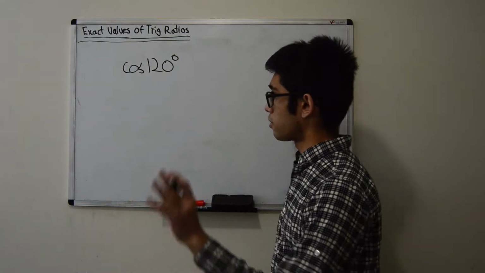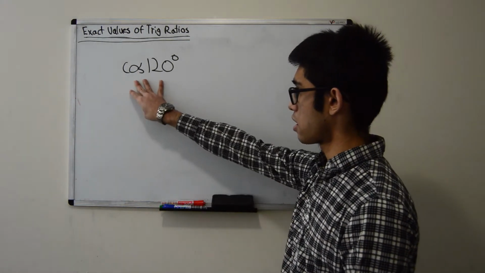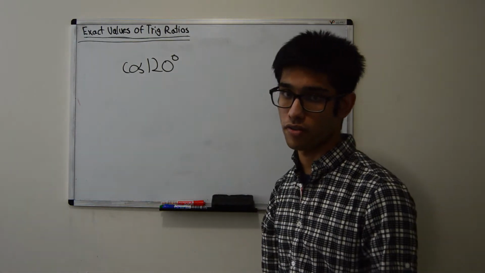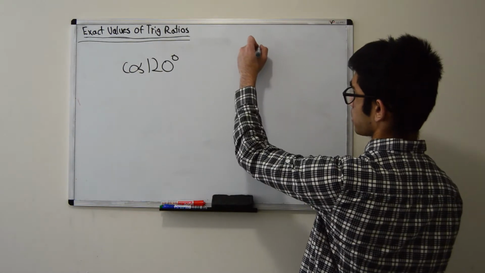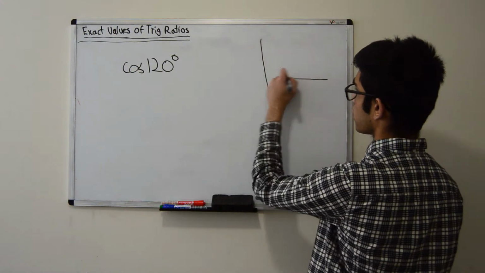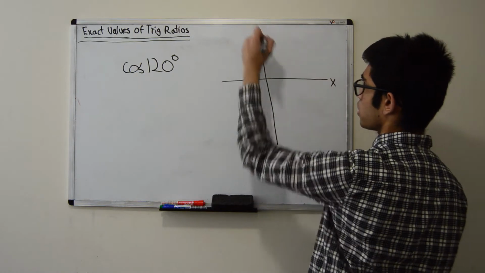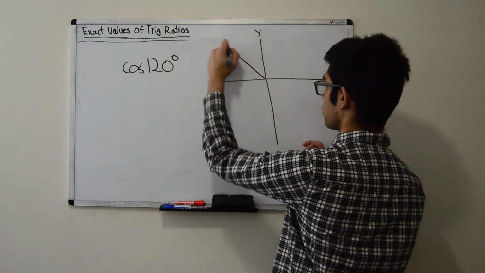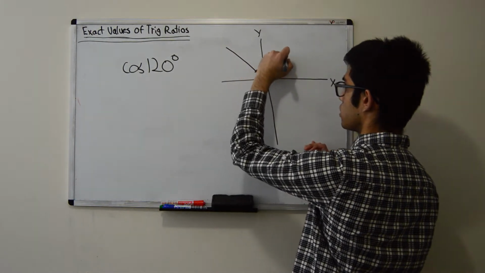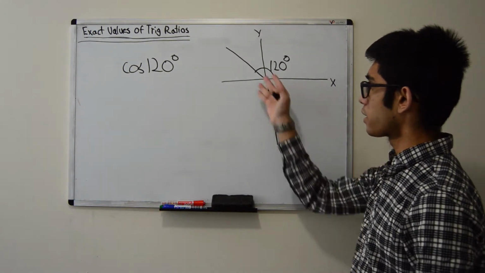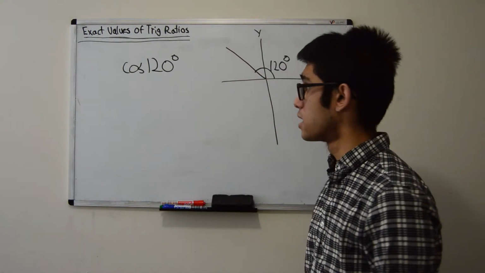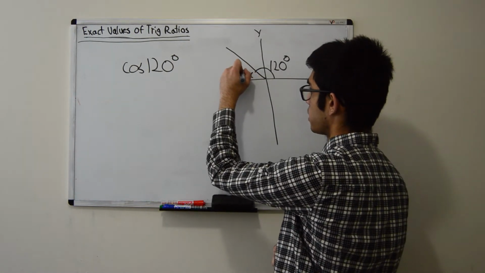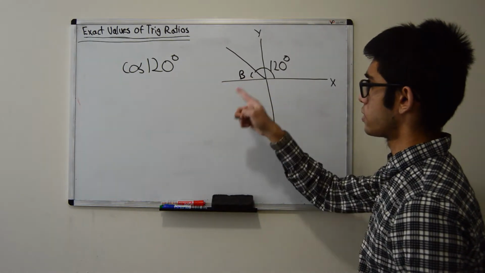Back onto the question, we had cosine 120 degrees. 120 degrees is something we can't compute right off the bat. We always have to draw a sketch when we have something like this. Let's say I had my x and y axis. 120 degrees is above 90, so this could be 120 degrees. I can't compute cosine of 120 degrees, but I can compute for the related acute angle, which I always call beta.